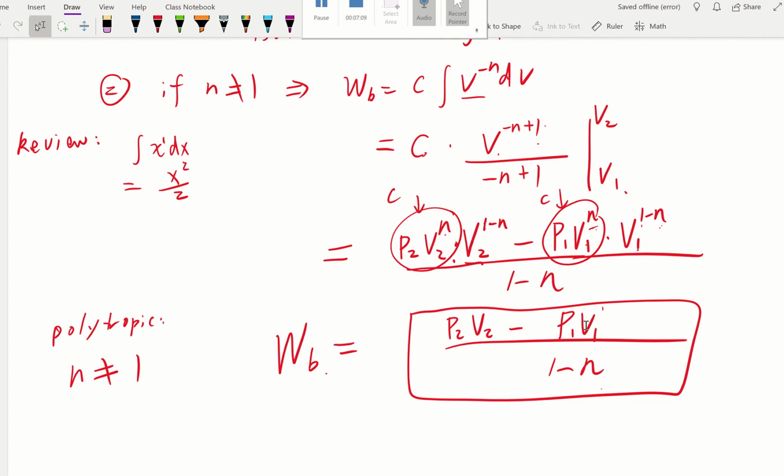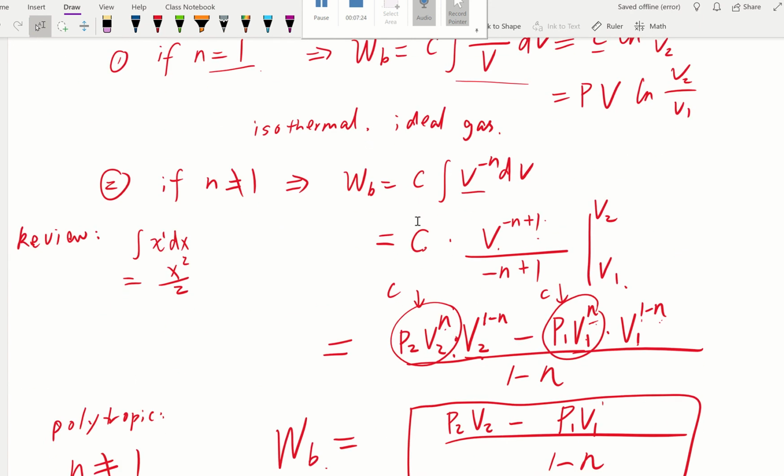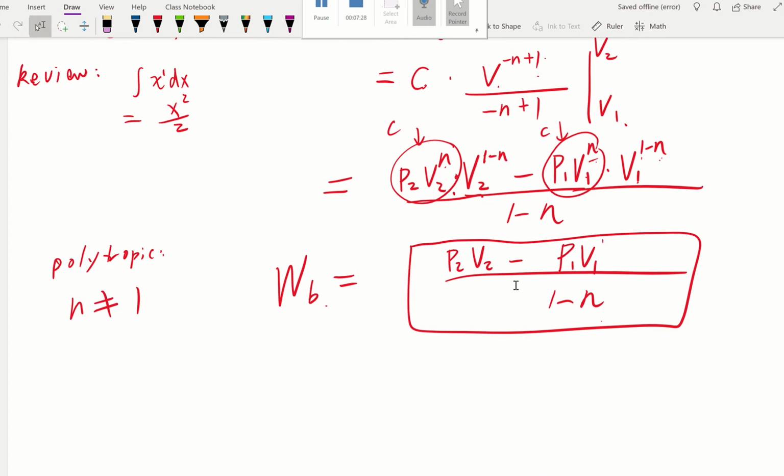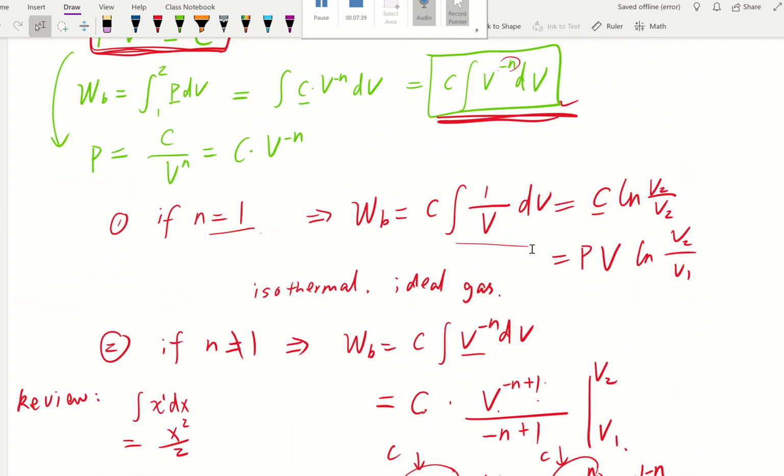So with this, we wrap up this video about the polytropic process. PV^n equals C, and you can also use it for different states, P1 V1^n equals C, etc. For the boundary work, we calculate it with this equation: P2 V2 minus P1 V1 over 1 minus n. That's when n is not equal to 1. When n is equal to 1, it's basically the isothermal ideal gas situation.